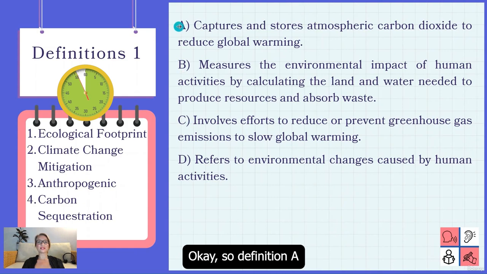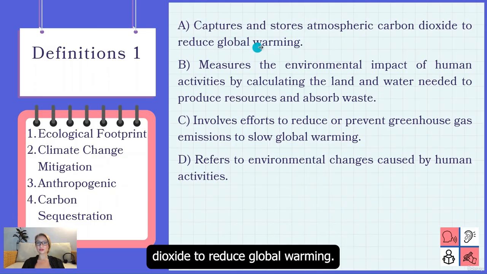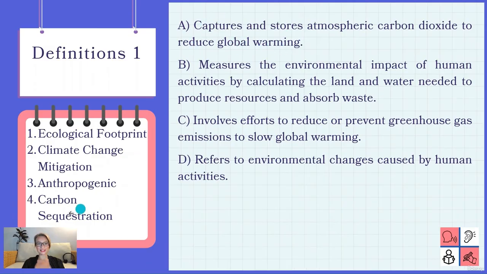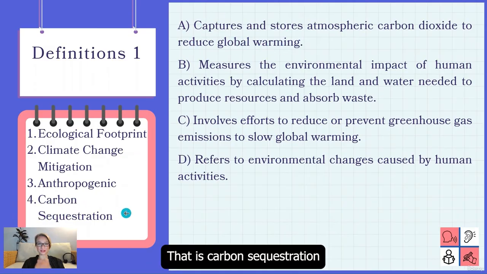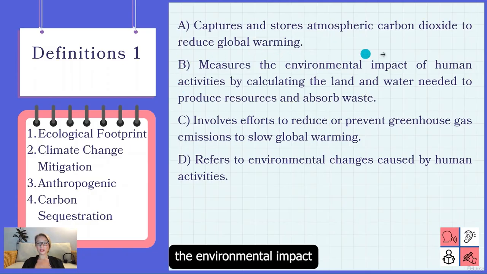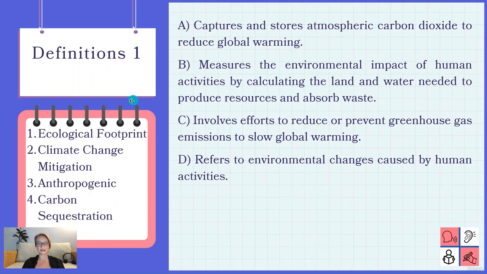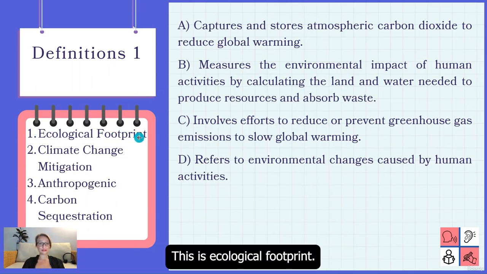Okay, so definition A captures and stores atmospheric carbon dioxide to reduce global warming. That is carbon sequestration. Definition B measures the environmental impact of human activities by calculating the land and water needed to produce resources and absorb waste. This is ecological footprint.